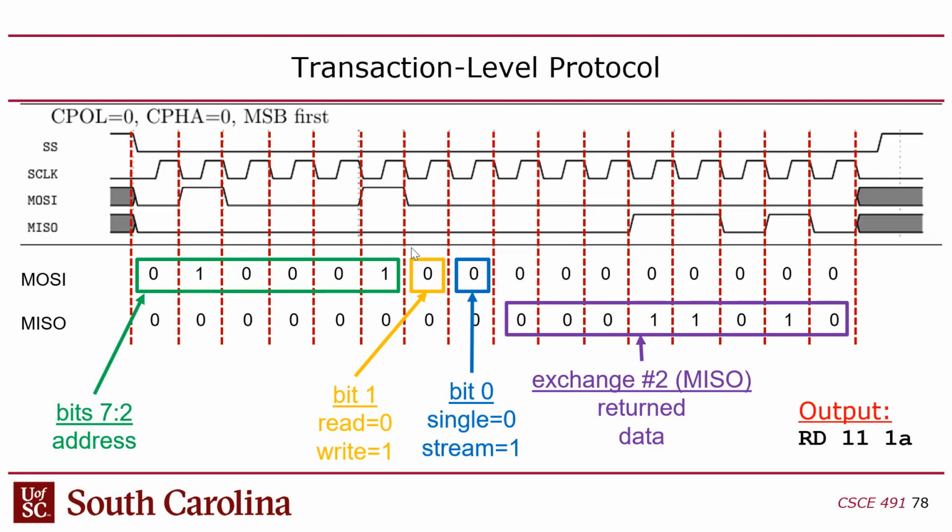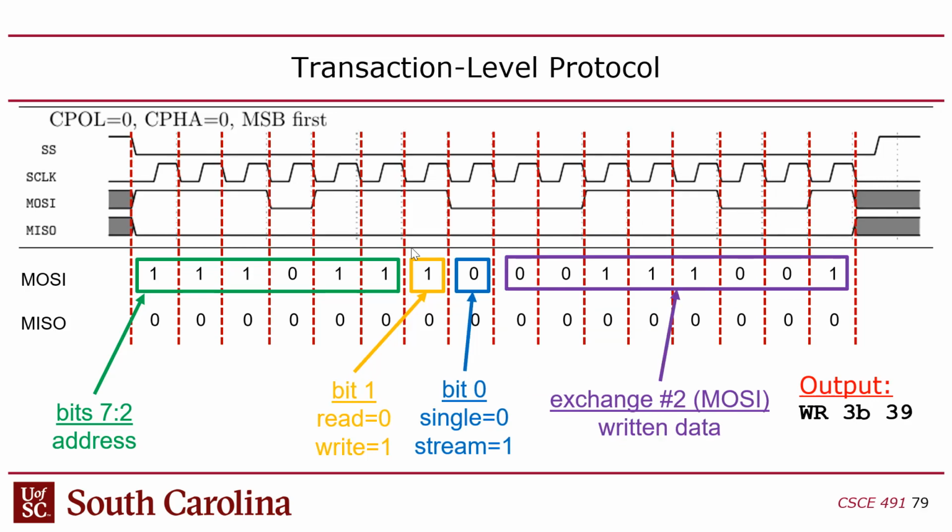In the next half of the transaction, remember there are 2 exchanges, so slave select is low for 16 cycles. In the last 8 cycles of slave select, the master sends stuff, which is just all zeros because we don't care, and then the slave sends back the data, which in hex would be 110 or 1A in hex. So your output from your program should just be RD, standing for read, then the address 11, and then the data 10.